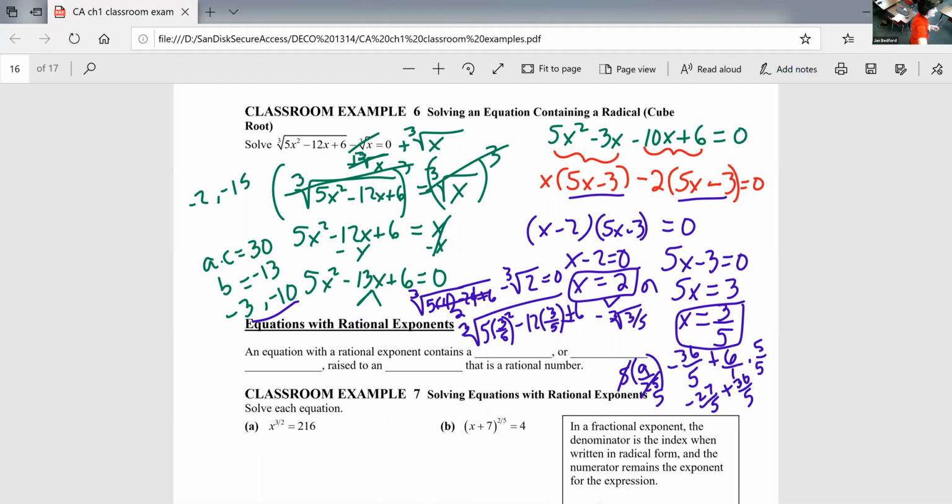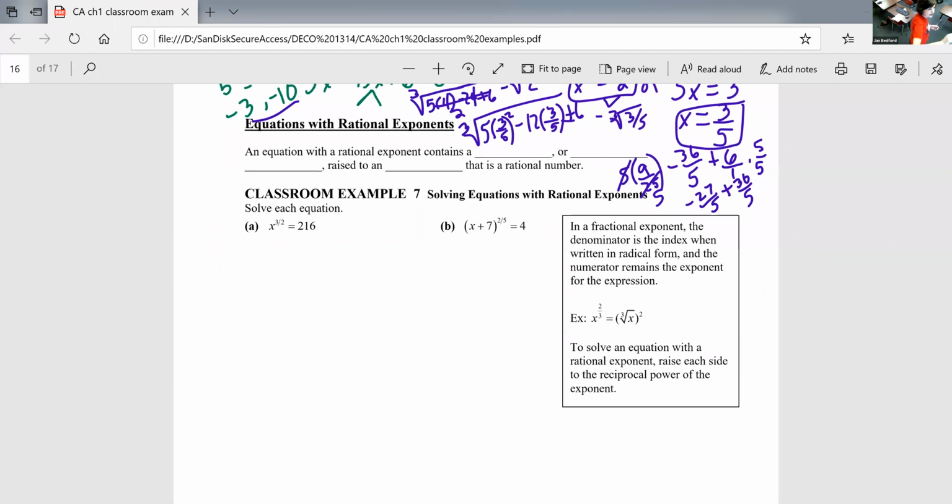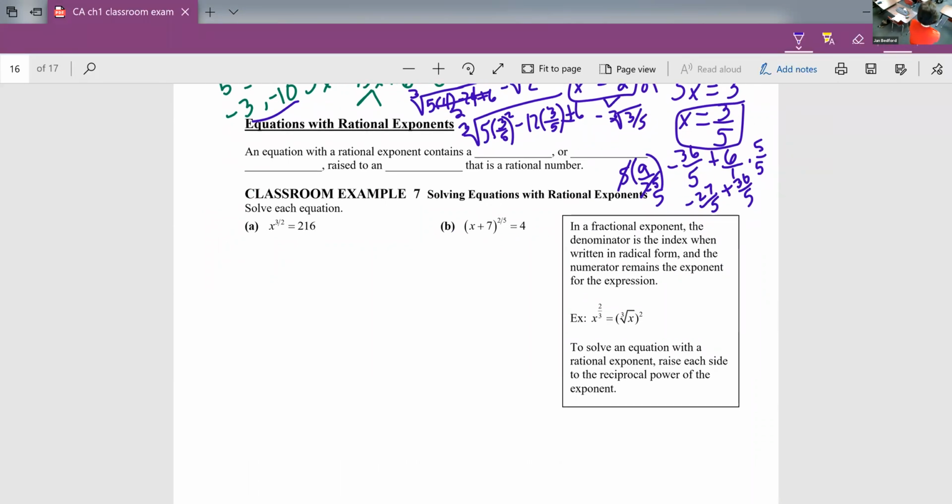Look at this last part. Equations with rational exponents. Now, before we do that, I want to explain to you what a rational exponent is. We already said when we see the word rational, we know it means what? Fraction. So if I see something like this, x raised to the 2/3 power, I've got a fraction for the exponent. What you need to know is that the denominator is the index when you go to radical form.